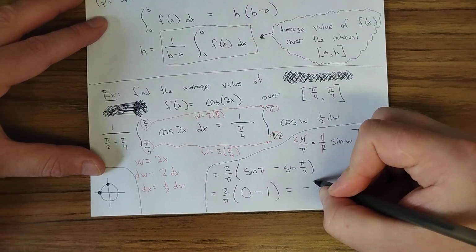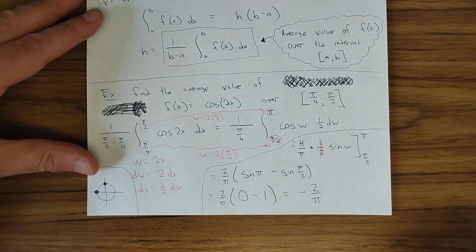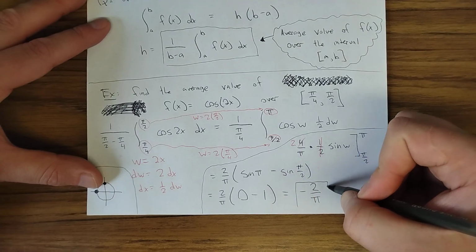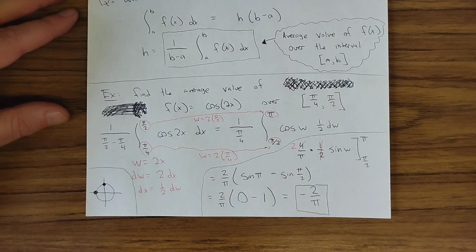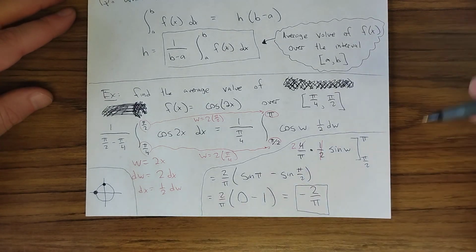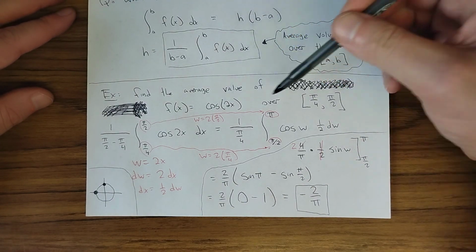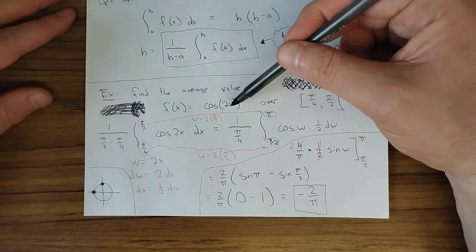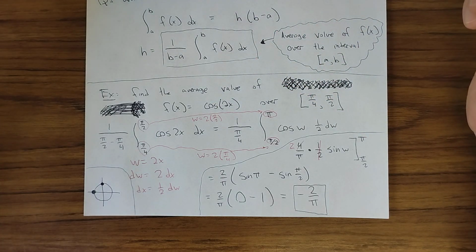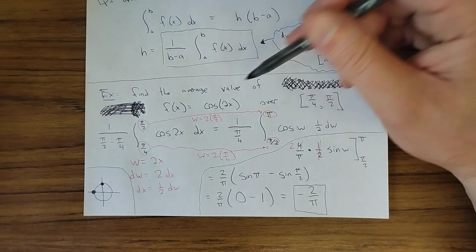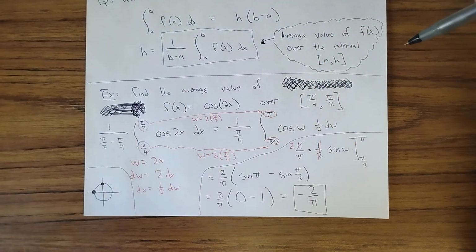And so this is negative 2 over pi. And for the average value of a function, getting a negative answer shouldn't bother us. The answer can be negative. If you graph this function over this interval, you will find that this does have negative values on this interval. So the average value of a function that's negative is going to give you a negative answer.